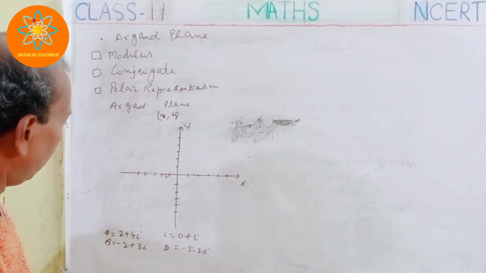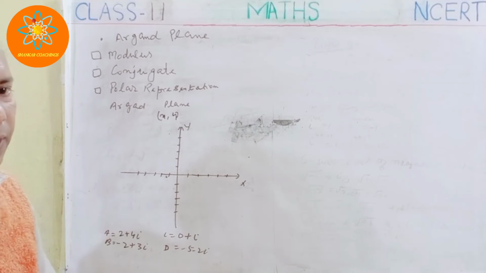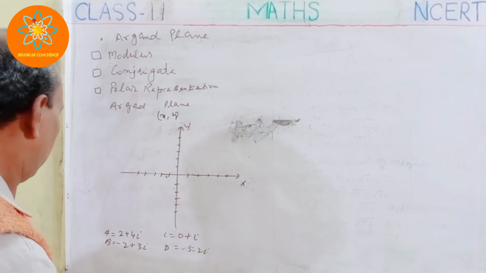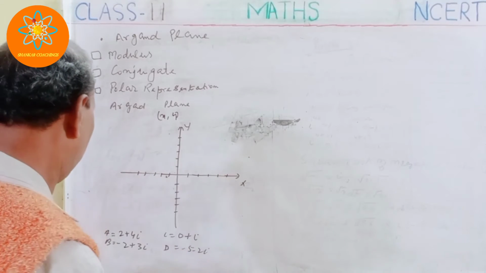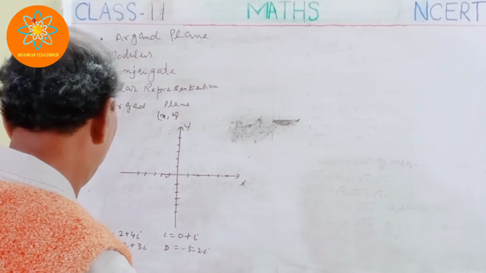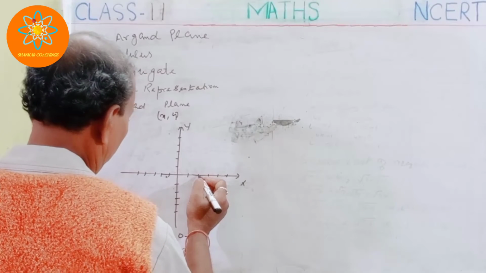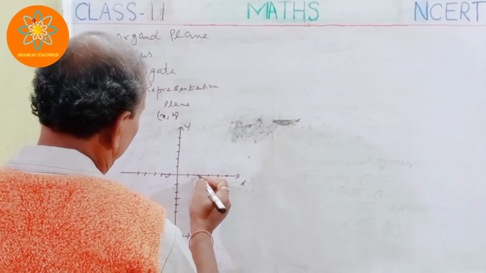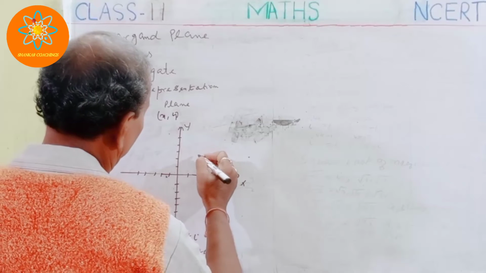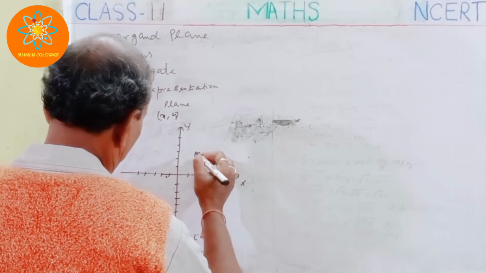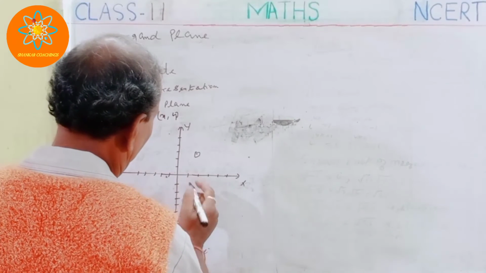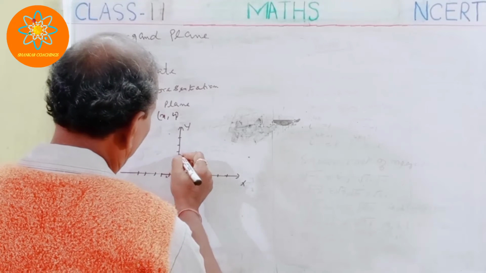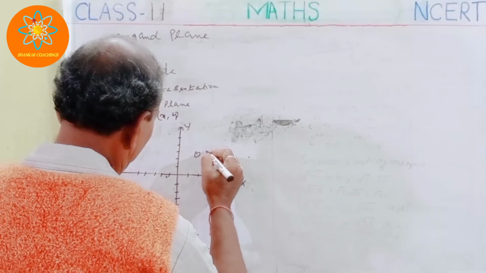So how do I represent this one? 2 plus 4i, where will it be? It will be situated in the first quadrant. So this is 1 and 2, and here it is 1, 2, 3, 4. So this point is your A point.